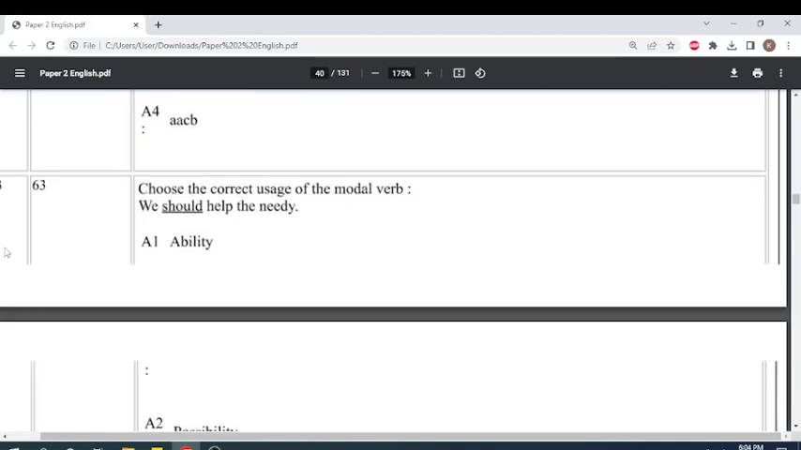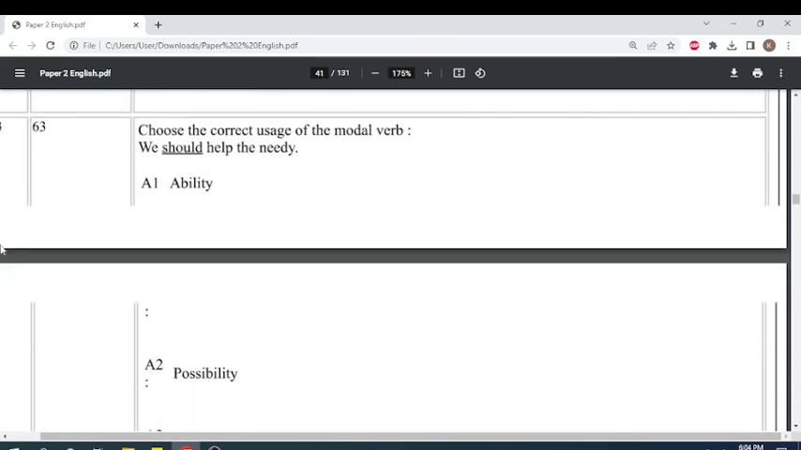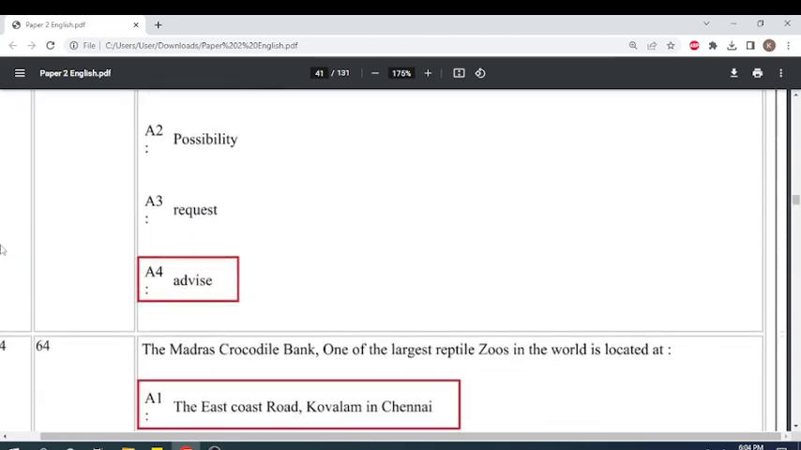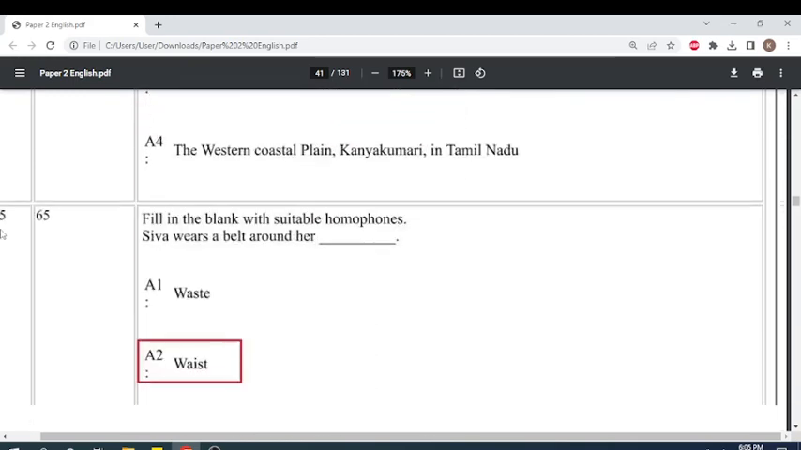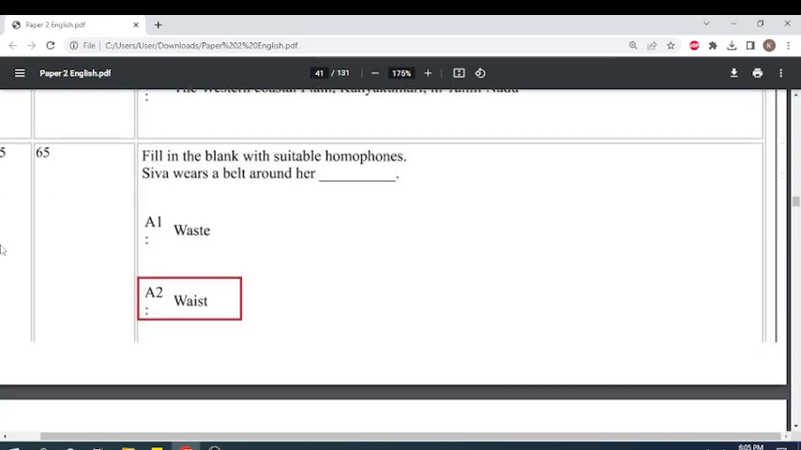63. Choose the correct usage of the modal verb: we should help the needy. Answer: A4, advice. 64. The Madras Crocodile Bank, one of the largest reptile zoos in the world, is located at? Answer: A1, the East Coast Road, Kovalam in Chennai. 65. Fill in the blank with suitable homophones. Shiva wears a belt around her dash. Answer: A2, waist.